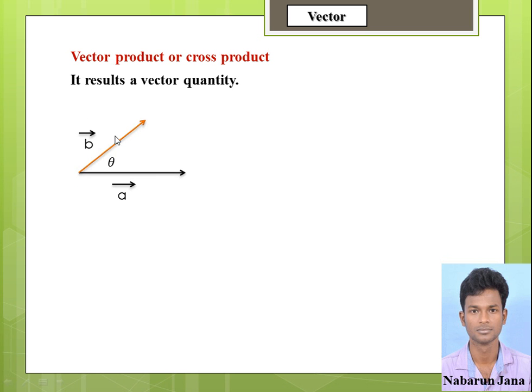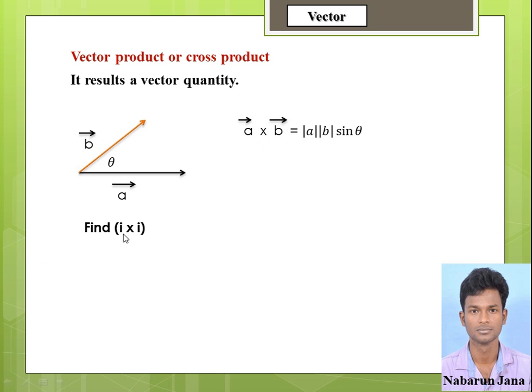Let this one be vector b and this one be vector a, and the angle between them is theta. So the formula of the vector product is a cross b equal to mod a mod b sin theta, written with a cross. For the scalar product it was cos theta, but here it is sin theta. Okay, you know the formula.